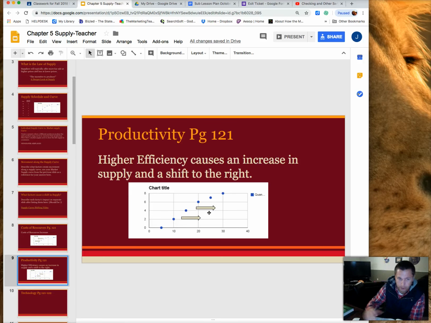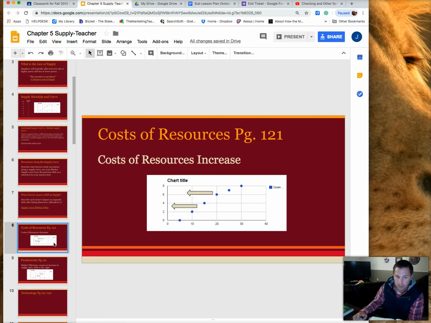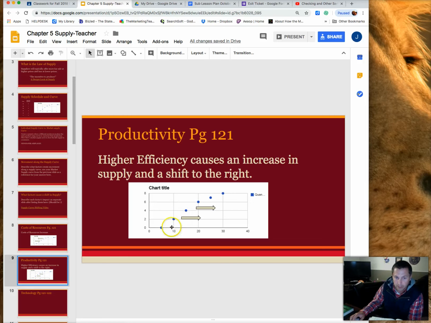This is what I want you to do. I want you to first give me an explanation of what's happening to the curve, like higher efficiency causes an increase in supply and a shift to the right. And then I want you to show me a curve. You can copy and paste this one and replace the arrows with whichever way yours is shifting, as long as you explain to me why it's shifting that way. So I've given you 2 examples, one in the cost of resources and why it would shift to the left. With productivity, I showed you why it would shift to the right, and I explained that up here.